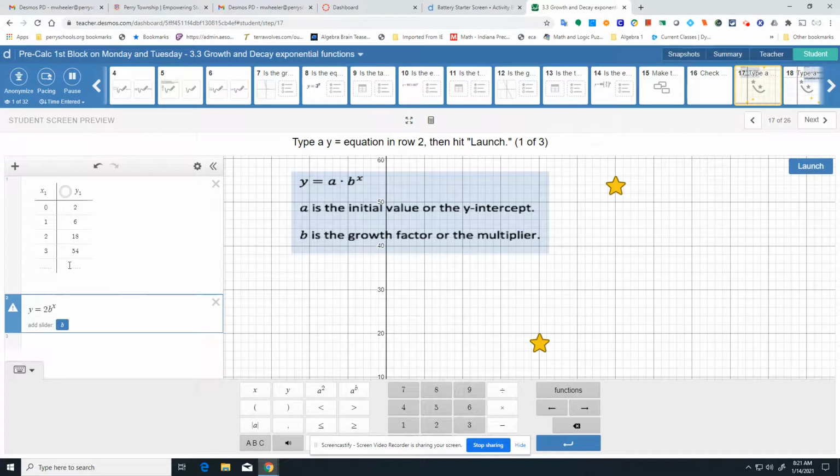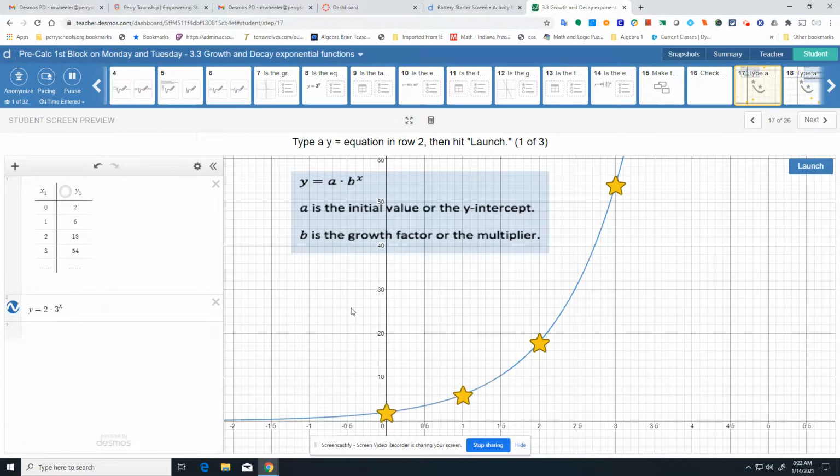And then, looks like I'm tripling. 2 times 3 is 6. 3 times 6 is 18. 18 times 3 is 54. So my B should be a 3. And I want to make sure that I still have a times in between them. Let's go ahead and launch that. And I am good. Let's do the next one.